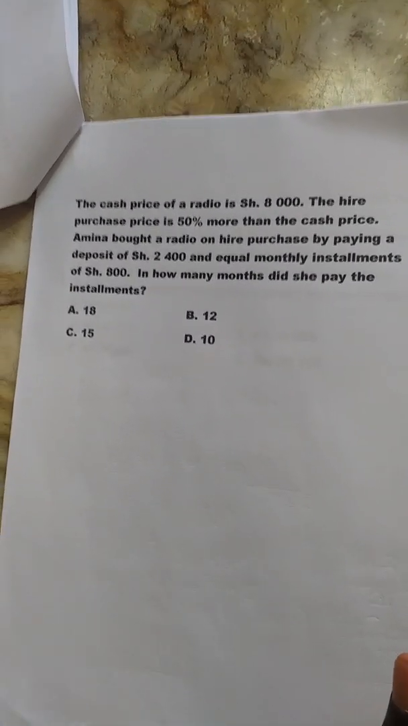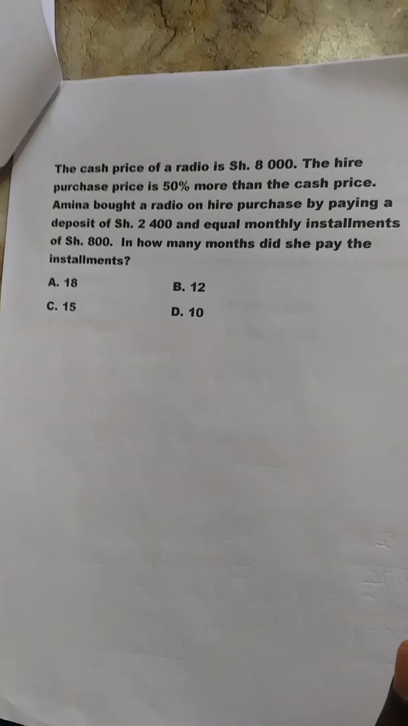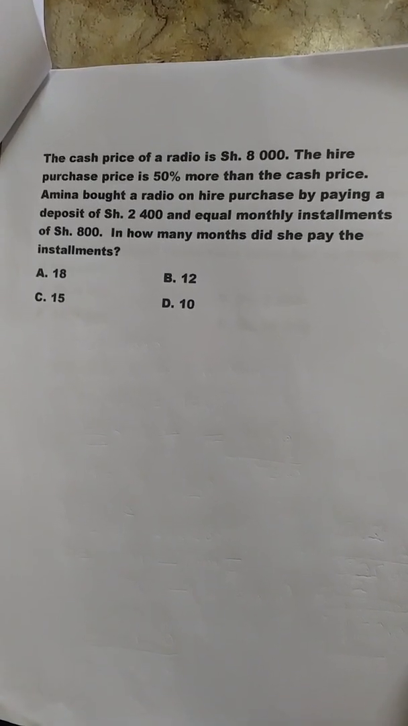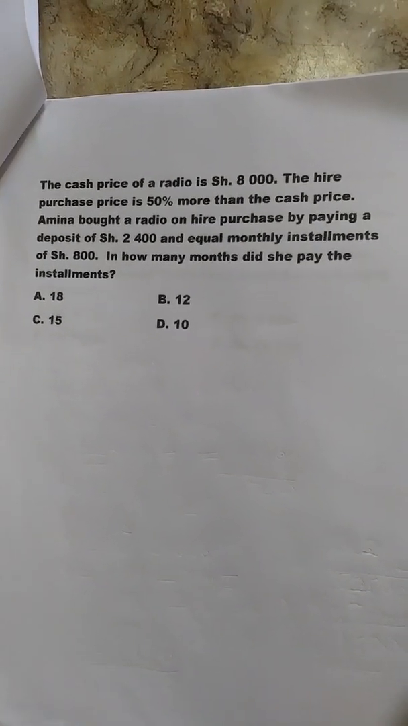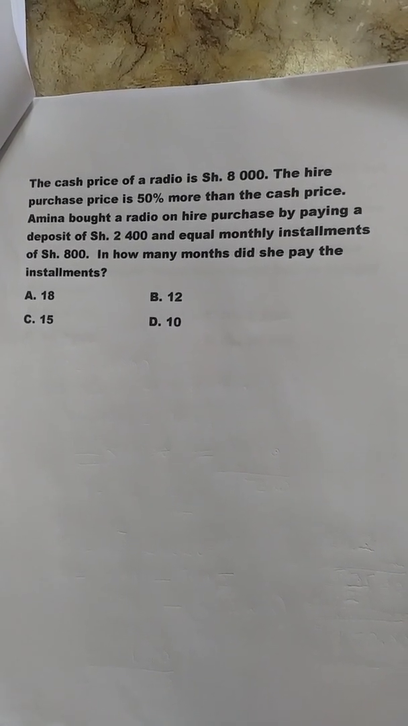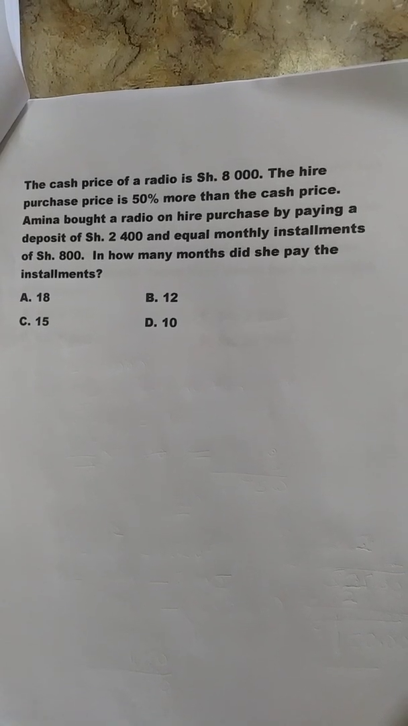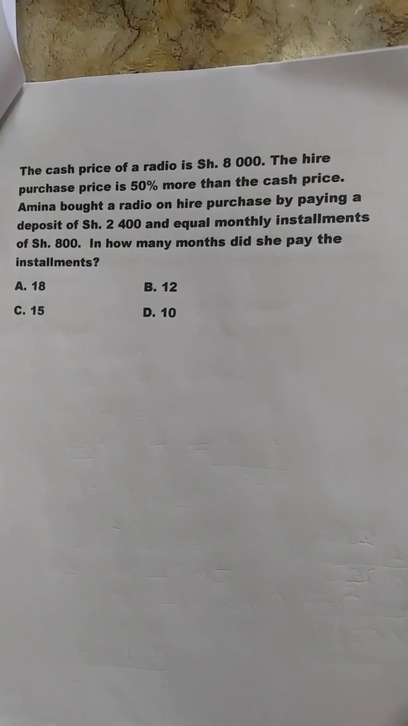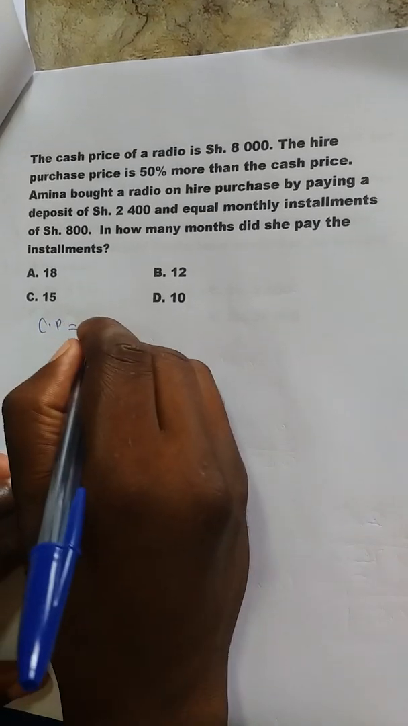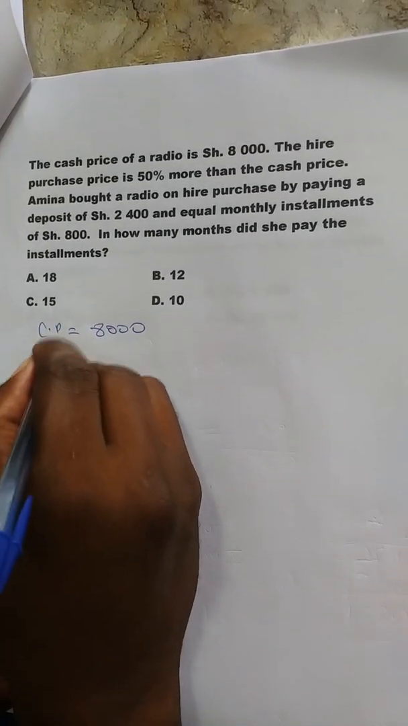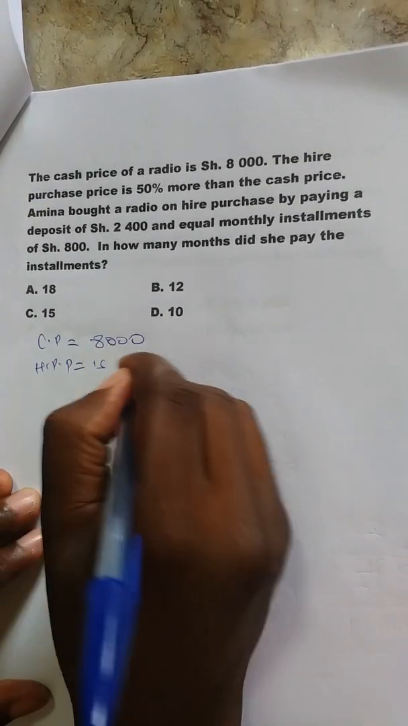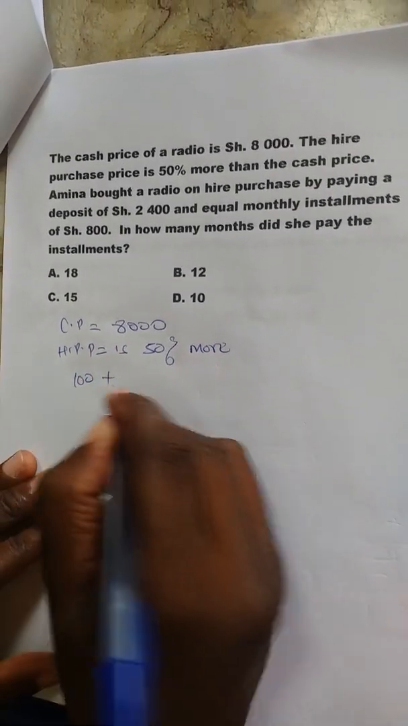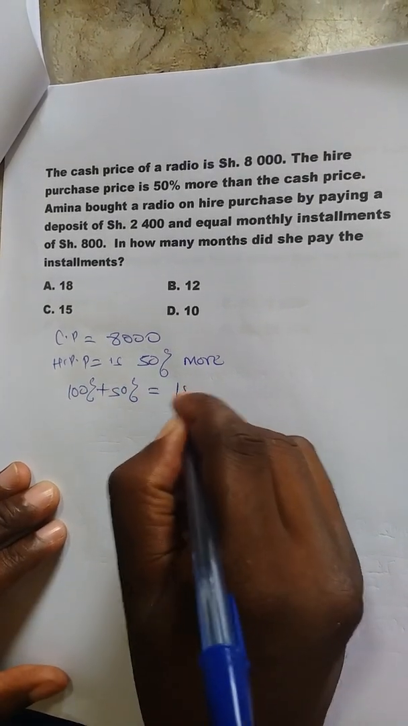Our next question says the cash price of a radio is shillings 8,000. The higher purchase price is 50% more than the cash price. She bought the radio on higher purchase by paying a deposit of shillings 2,400 and 8 equal monthly installments of shillings 800. In how many months did she pay the installments? So you have been given the cash price, 8,000 shillings. The higher purchase price is 50% more. Putting in mind that the cash price is always 100% plus 50%, which gives you 150%.